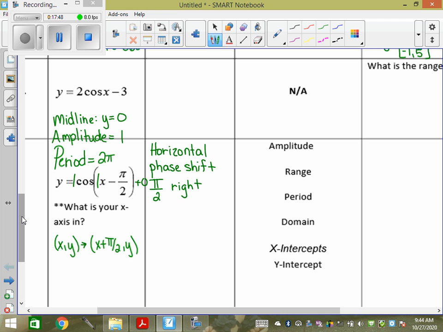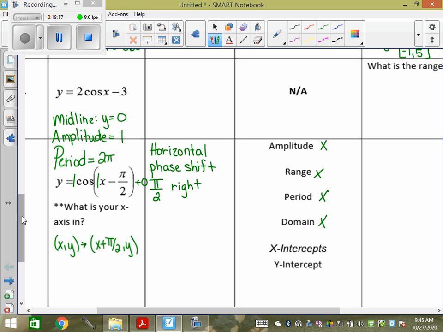So did my amplitude change? No. Look, it's all affecting my x's, right? So my amplitude didn't change. Did my range change? Is my range affected when I move pi over 2 to the right? No. Did the period change? It's still 2 pi, isn't it? It didn't change. Did the domain change? When it's x in the reals, does anything affect that unless I restrict the domain? Nope. Would my x-intercepts change if I move pi over 2 to the right?